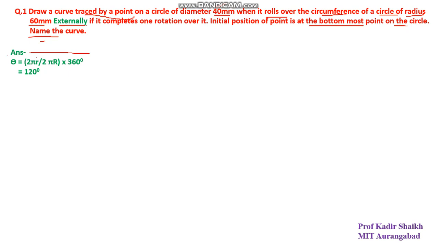So here substitute the value of small r, that is the radius of the circle which rolls. Its diameter is 40, which means the radius will be 20 mm, and the circle on which this small circle rolls has a radius of 60 mm. So substitute 60 here. So you will get sector angle theta as 120. Now with this input, we'll start drawing this.